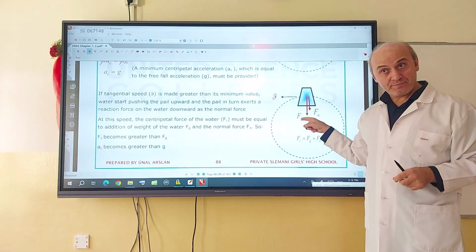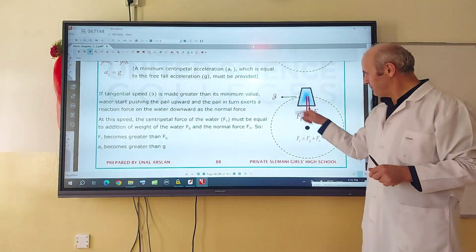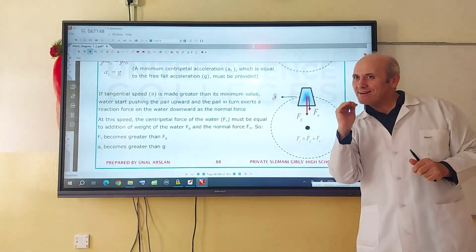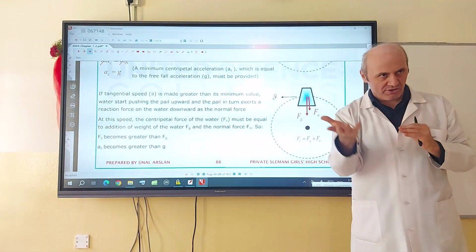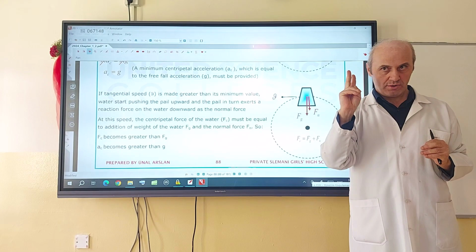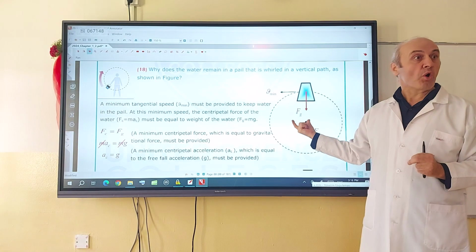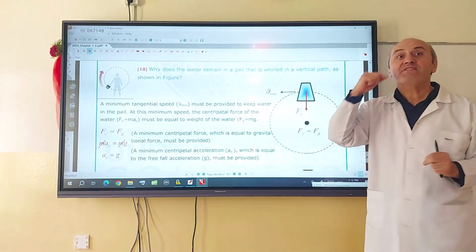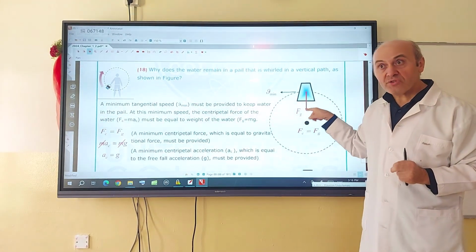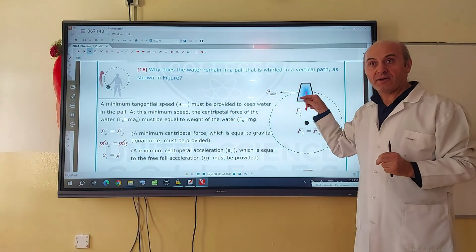Fg is always there, but Fn depends on speed. If you rotate this pail at a speed greater than a critical speed, Fn exists. But at some critical minimum speed, Fn becomes zero. İşte, in this position, when Fn becomes zero, which force is the only force acting on the water? Fg. Yani, the minimum centripetal force must be equal to Fg to keep the water inside the pail.